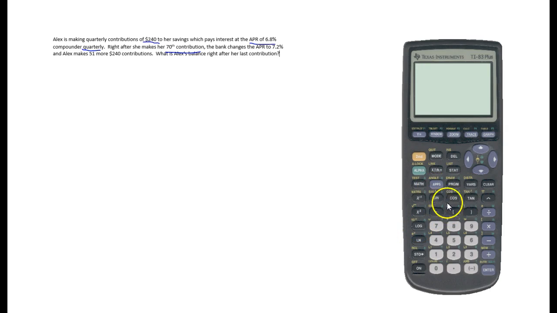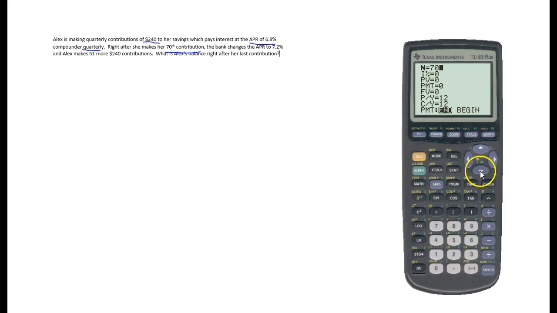So we have our calculator. We're going to go to Apps, Finance, TVM Solver, and remember that's our number of compoundings times how many times a year, how many years. However, this one's a little different because this is going by how many contributions. So we're talking about 70 contributions. It's not 70 years. So we're just going to put 70 there because that's how many we're looking at this time.